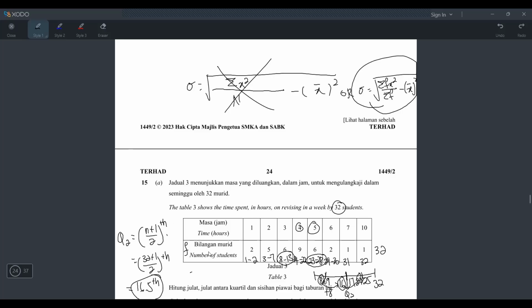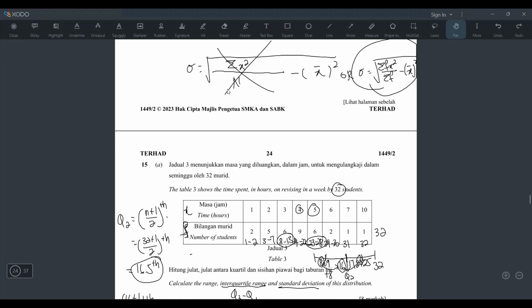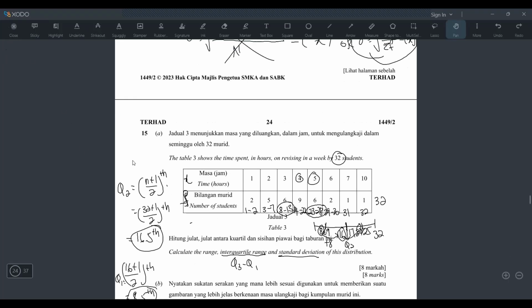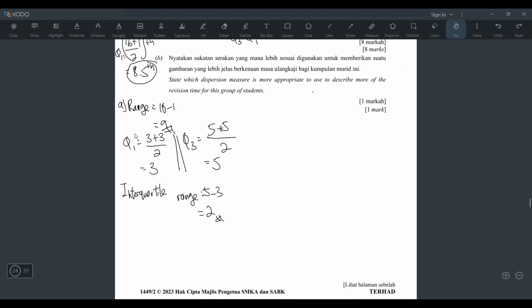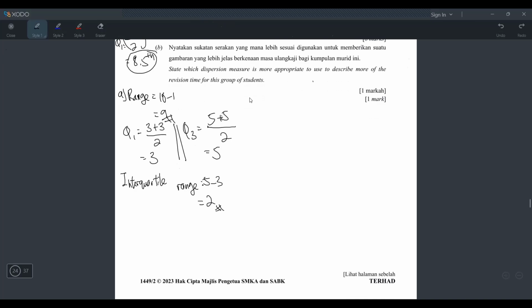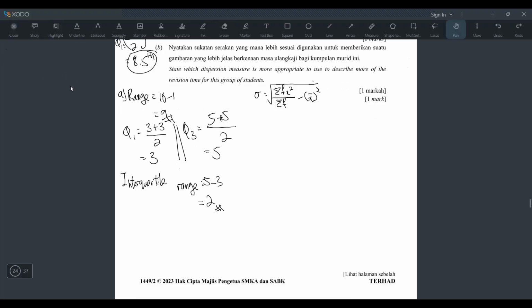This is ungrouped data. So this is your f. This is your f. And then this is your x. So the formula you will use is this one. All right. So let's write down the formula again here. So standard deviation formula is square root of the sum of fx square divided by the sum of frequency minus the mean square. It means I have to find the mean first, right?